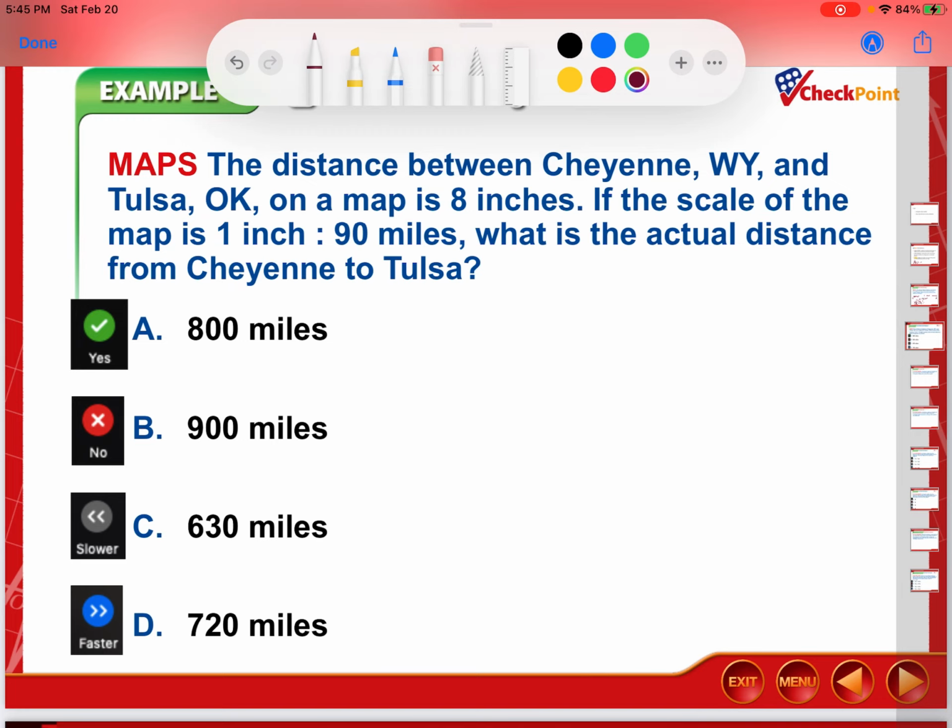So the distance between Cheyenne, Wyoming and Tulsa, Oklahoma on a map is 8 inches.